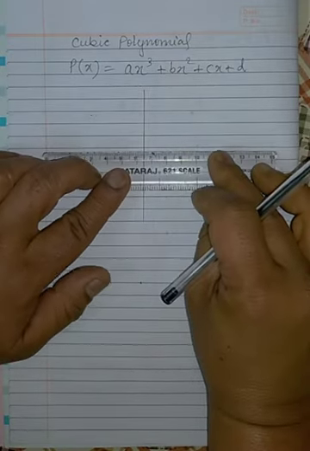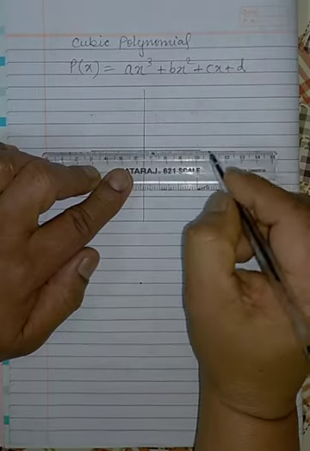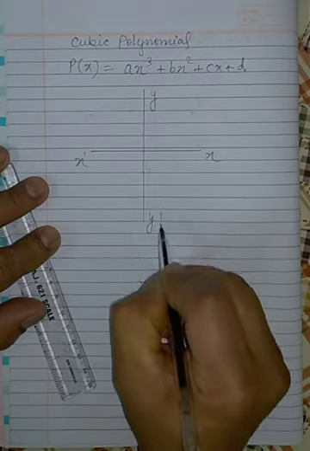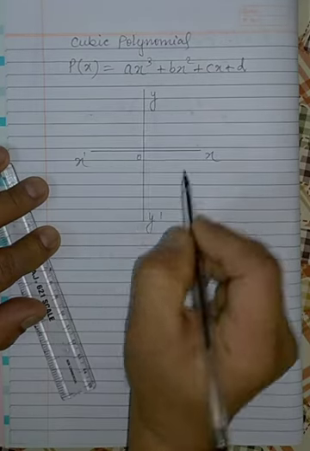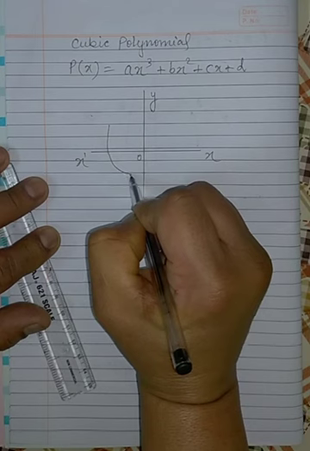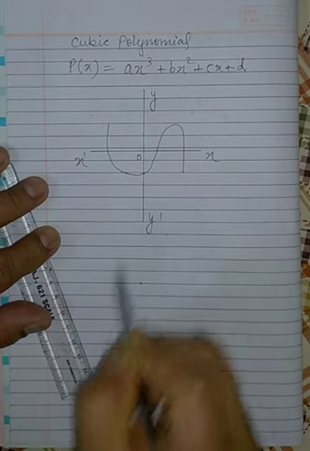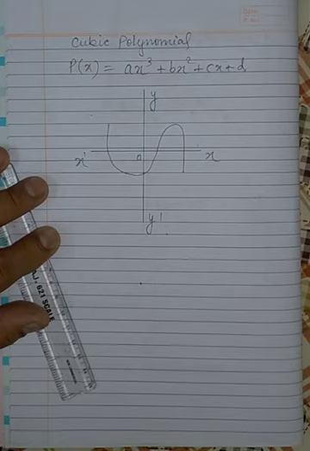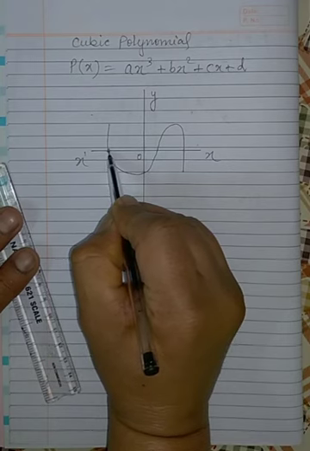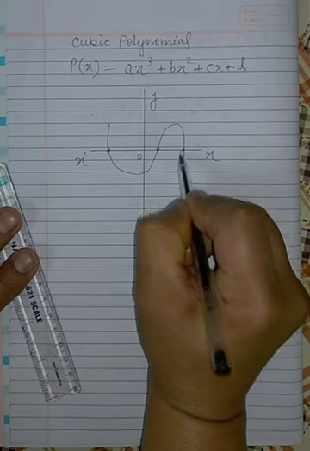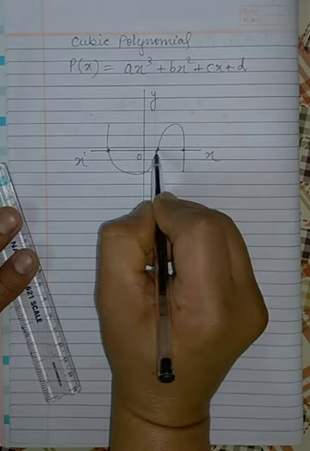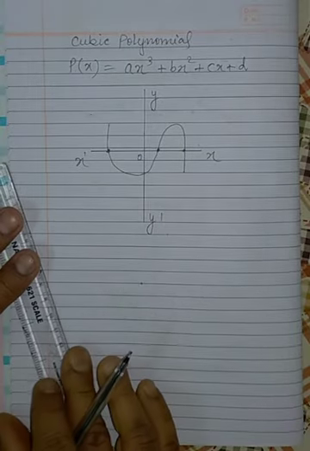then the presentation for the cubic polynomial will be something like this. It can be either like this. You can see here as the degree is 3, so we have this time 3 points of intersection, and all these 3 points, as they are far away from each other, are 3 distinct zeros of the cubic polynomial.